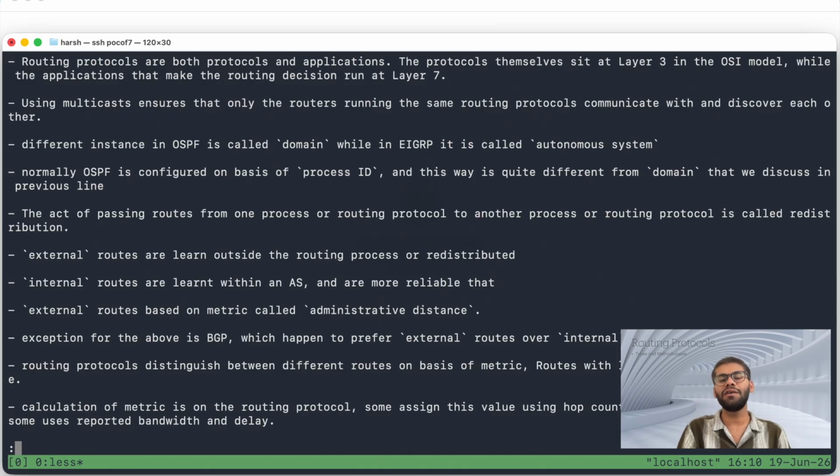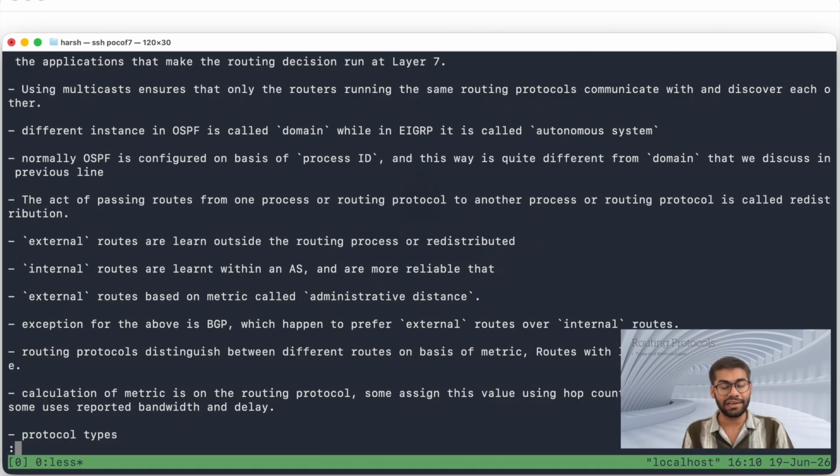Next, the calculation of metric is up to the routing protocol itself. Some assign its value using hop count, some using bandwidth, while some use reported bandwidth and delay, which I've told you. Nothing fancy. Okay, so now we are learning the protocol types.